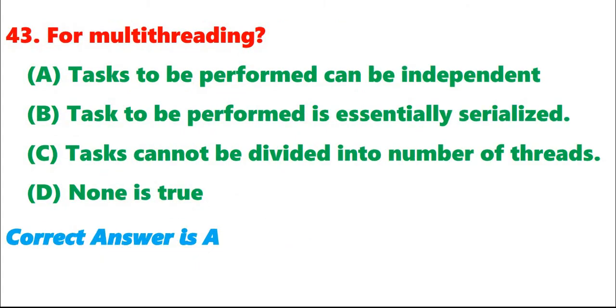43. For multithreading: A. Tasks to be performed can be independent. B. Task to be performed is essentially serialized. C. Tasks cannot be divided into number of threads. D. None is true. Correct answer is A.